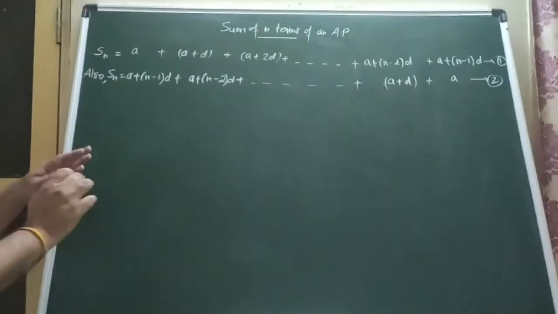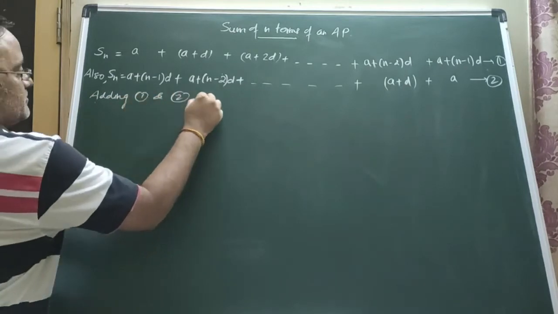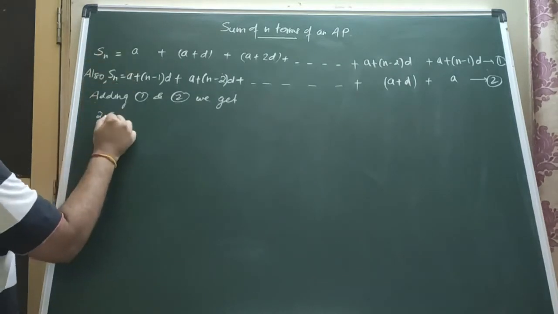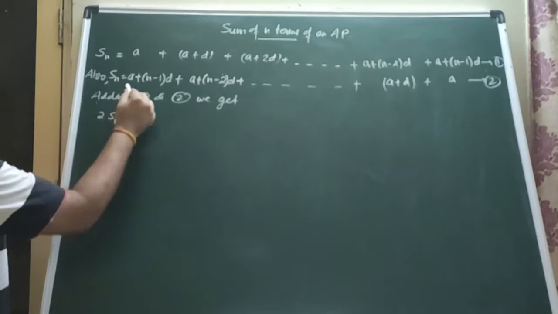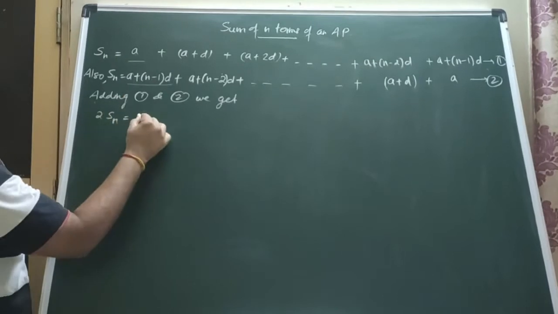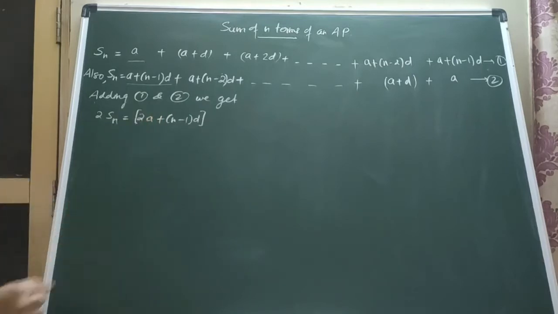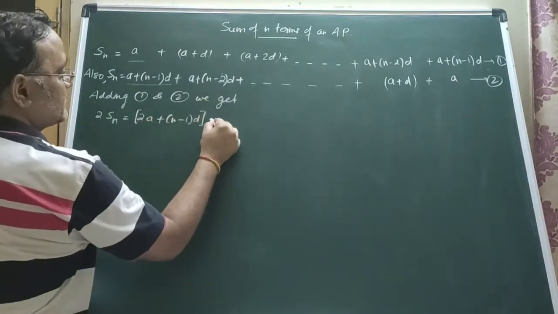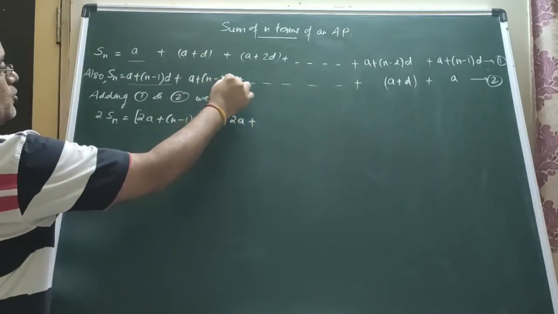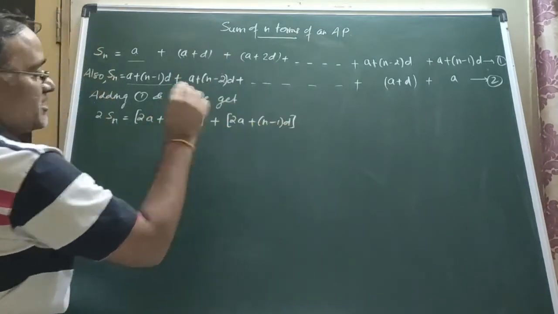अब हम लोग क्या करेंगे? We'll add these two equations. Adding 1 and 2 we get, left hand side 2 times Sn. What you will get if we add these two? See, a 2a हो जाएगा plus n minus 1 into d we will get. This is the first term. Second term, a 2a हो जाएगा and n minus 2 into d plus d will become n minus 1 into d.